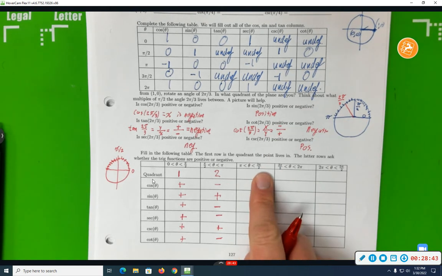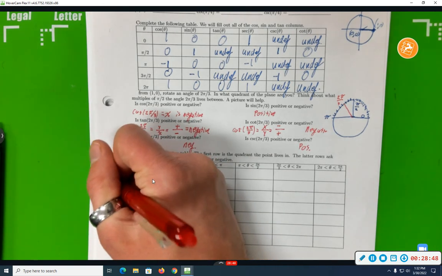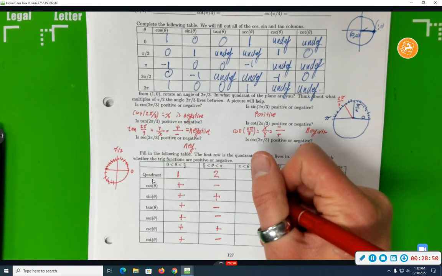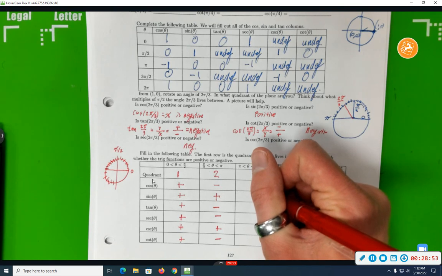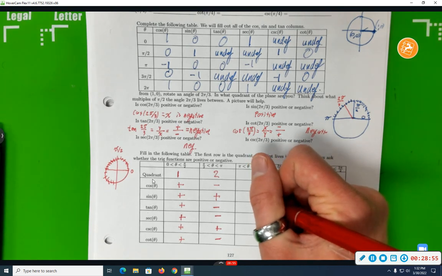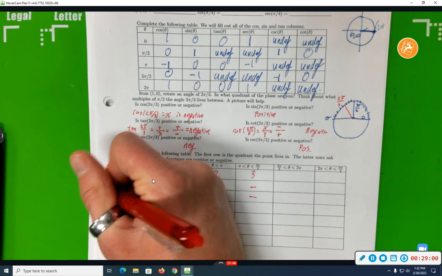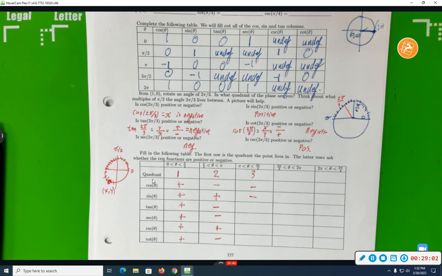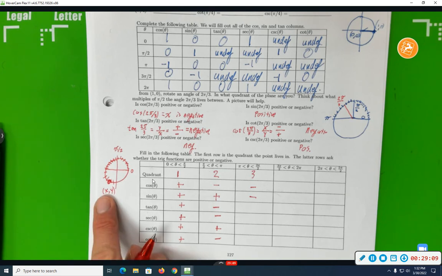Between an angle of pi and 3 pi over 2, what quadrant do you see? 3? Because you'll see these angles. So cosine is positive or negative? Sine? Negative, right? Because you'll see a point like this in quadrant 3. The x coordinate is negative, so cosine is negative. The y coordinate is negative, so sine is negative. And maybe I'll say tangent too. So tangent will be a negative divided by a negative, which is positive.